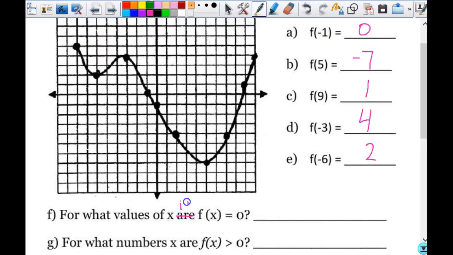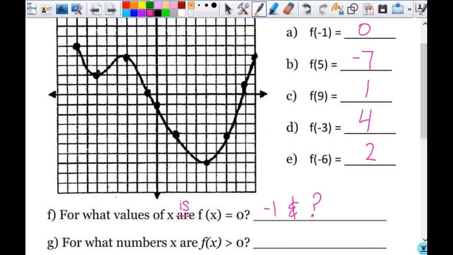One of the reasons I redid this is because I was fixing other mistakes and then I didn't fix them all. For what values of x does, it should really say does, f of x equal 0? Negative 1 and somewhere over here, right? Can you figure out exactly what that is based on what you know right now? No. So it's this, and I'm going to put a little question mark here.